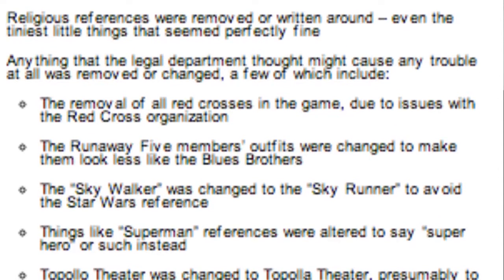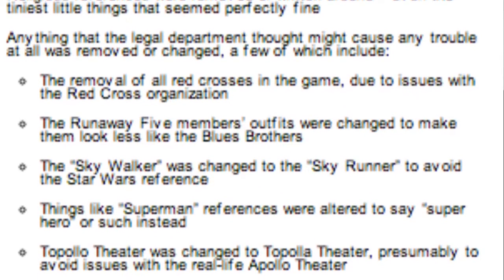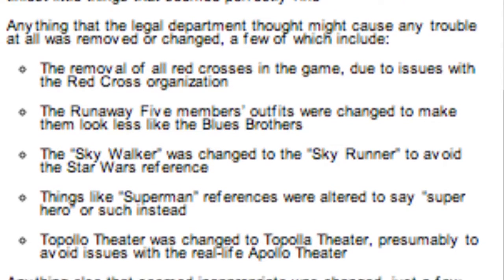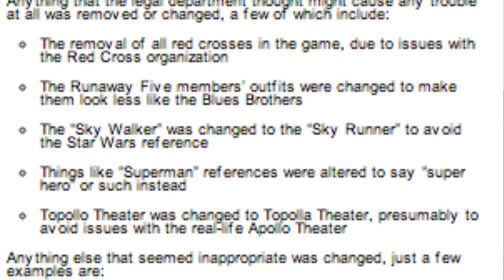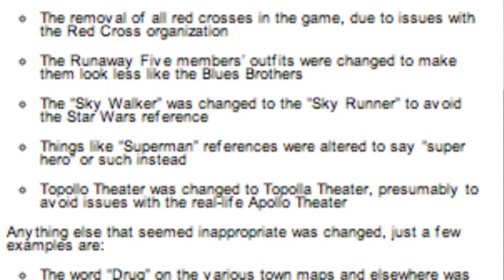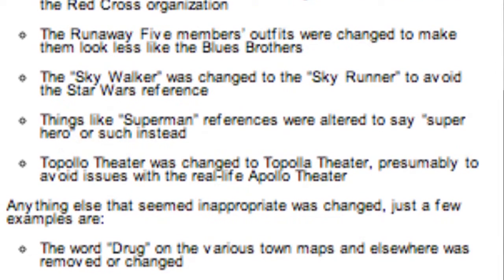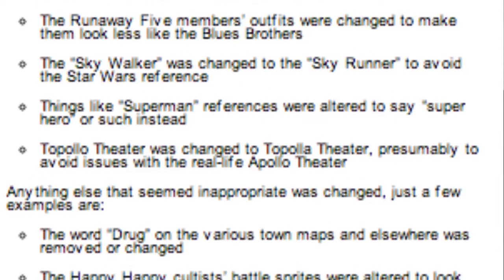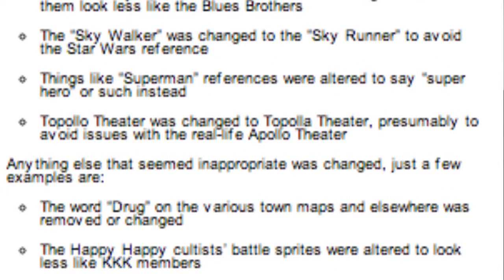A few of these include the removal of all red crosses in the game due to the issues with the Red Cross organisation at the time. The Runaway 5 members' outfits were changed to make them look less like the Blues Brothers. The Skywalker was changed to the Sky Runner to avoid Star Wars references. Things like Superman references were altered to say superhero or such instead. Topolo Theatre was changed to Topola Theatre, presumably to avoid issues with the real-life Apollo Theatre.